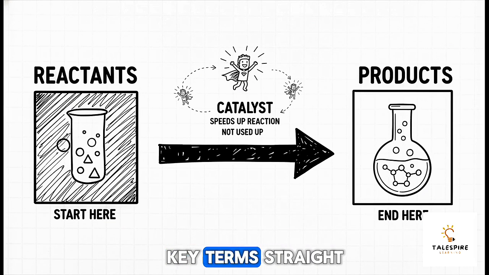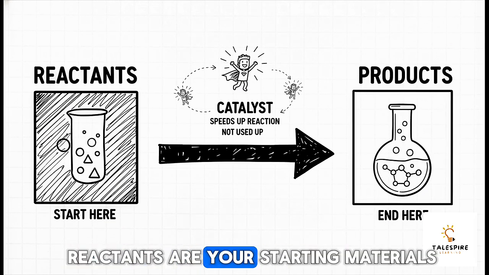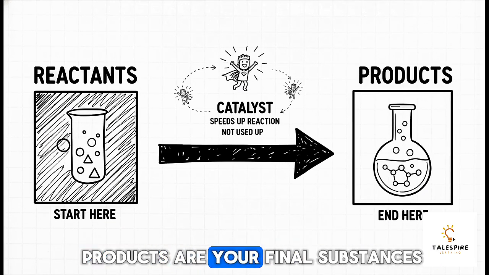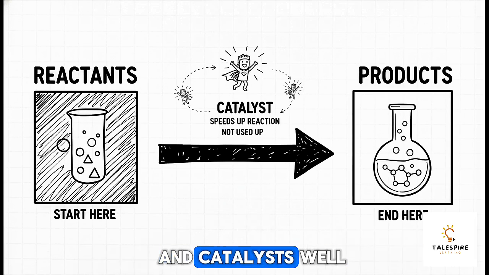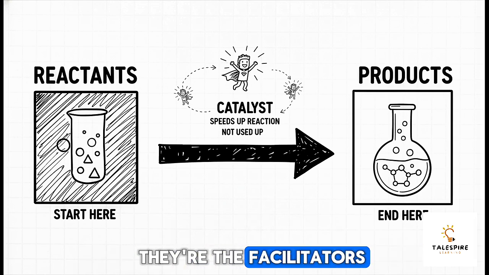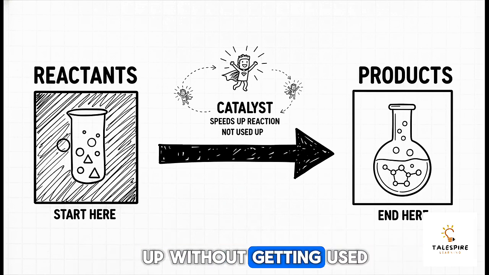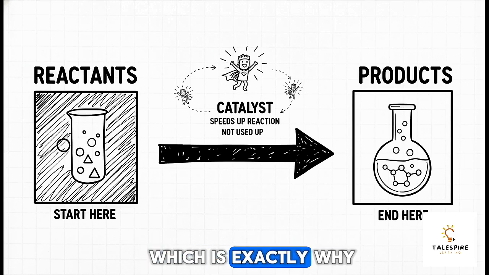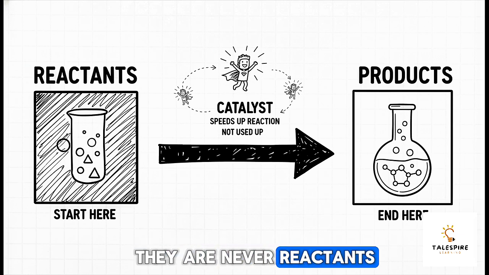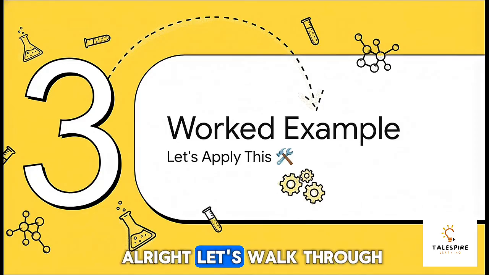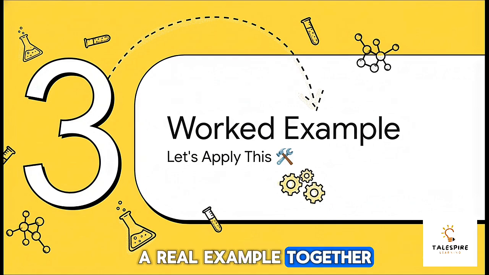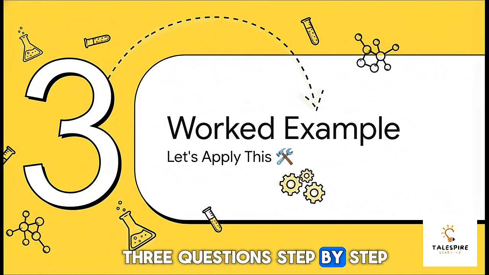So let's get our key terms straight. Reactants are your starting materials, products are your final substances, and catalysts are the facilitators. They just speed things up without getting used up in the process, which is exactly why they are never reactants. All right, let's walk through a real example together, and we'll apply our 3 questions step by step.